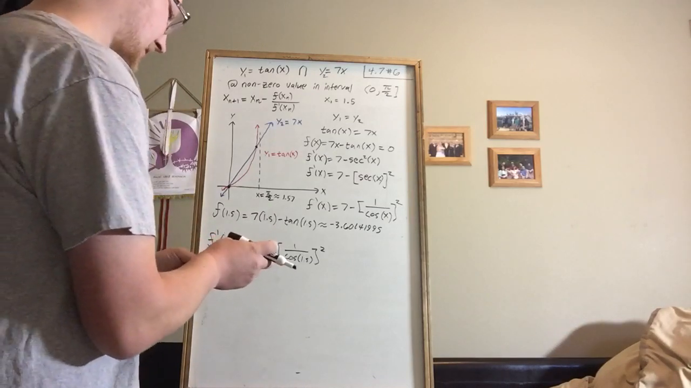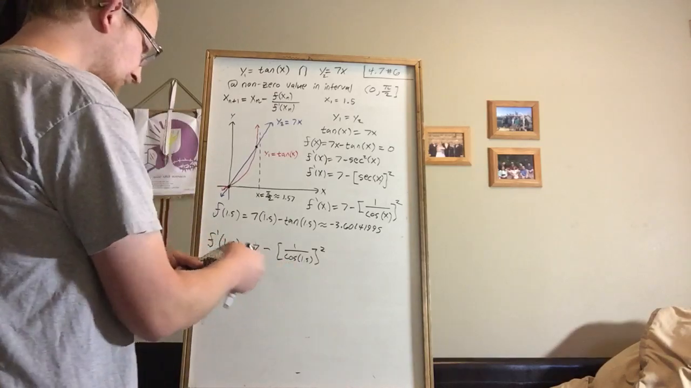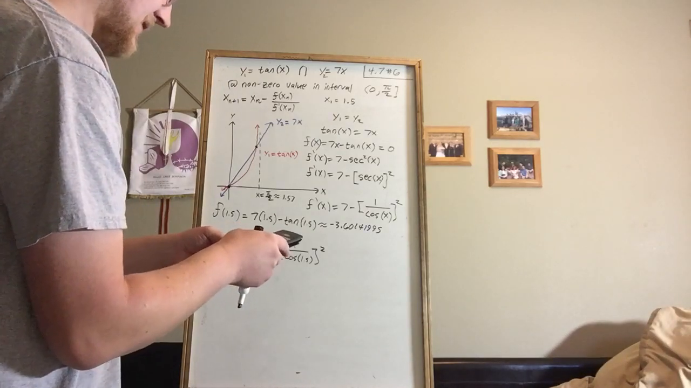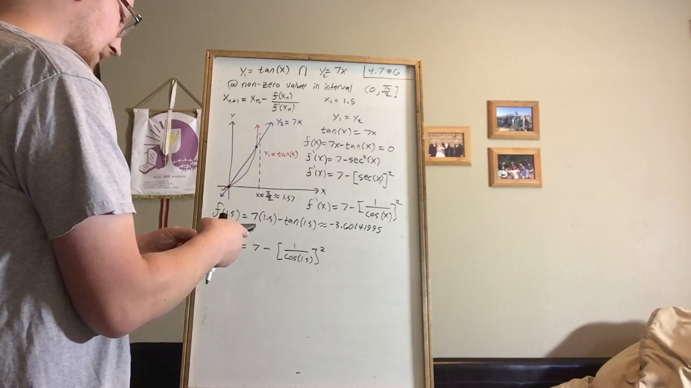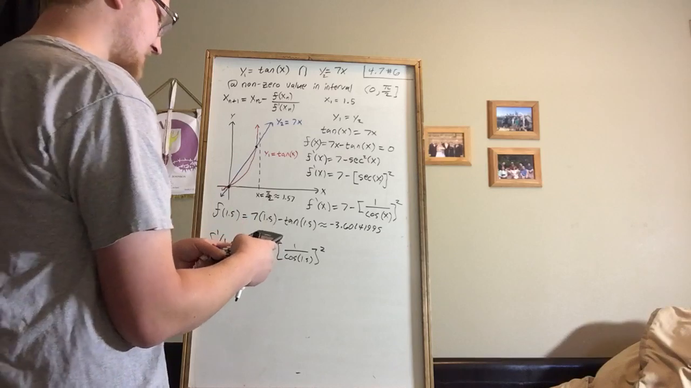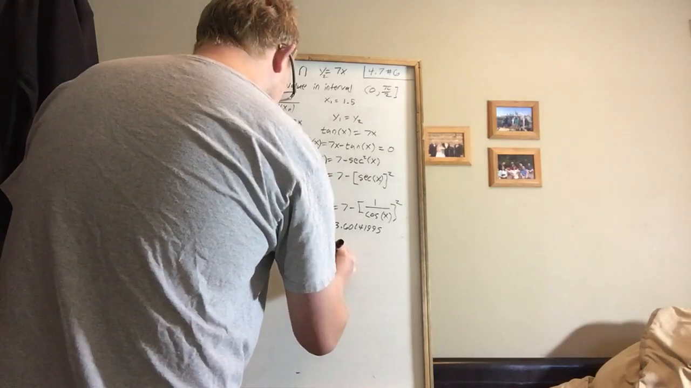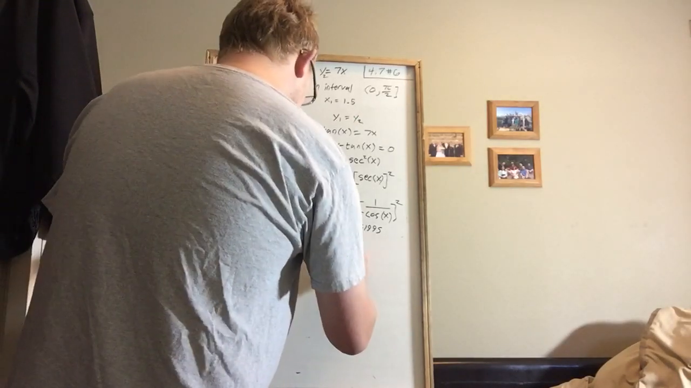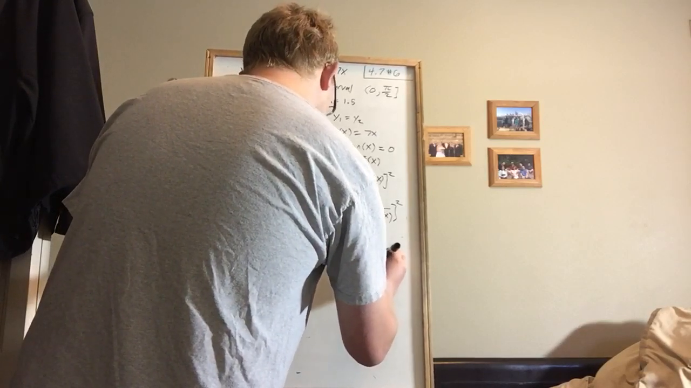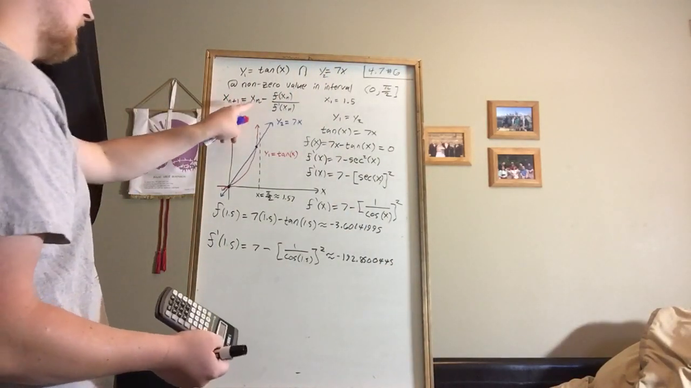How about cosine 1.5? That's 0.070737202. And we're doing the inverse of that, so 1 over that. That gives us 14.1368329. And then we're going to square it. That gives us 199.8500445. And we're going to subtract that number from 7. And so this is roughly negative 192.8500445.